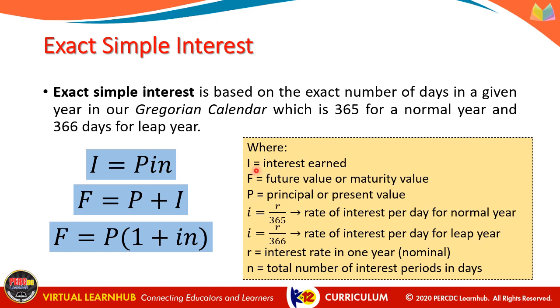Where uppercase I is equal to interest earned, uppercase F is the future value or maturity value, P is the principal or present value, lowercase I, that is R over 365. This is our rate of interest per day for a normal year. And I is equal to R over 366 days. This is our rate of interest per day for leap year. R is equal to interest rate in 1 year, or what we call nominal rate of interest, and N is the total number of interest periods in days.